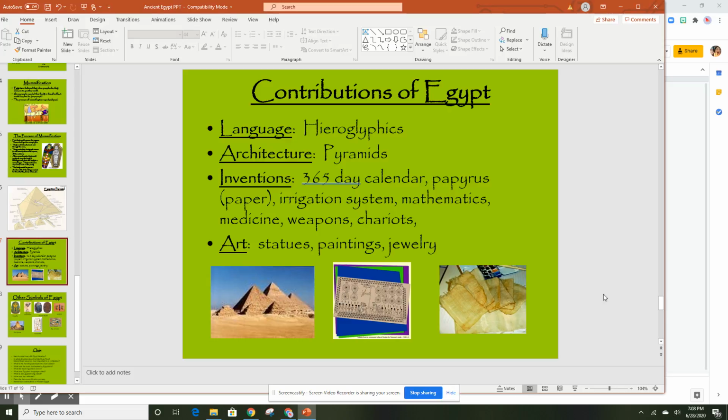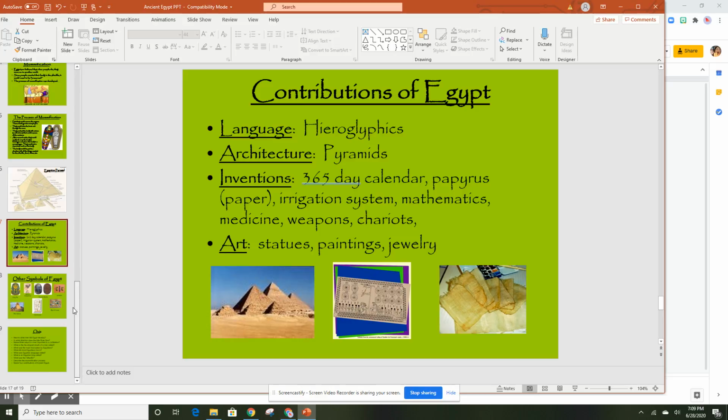And here's actually a picture down here in the bottom right of papyrus that's drying. They also invented an irrigation system to bring water to crops. They invented mathematics, different types of medicine, weapons, chariots. They had lots of different art. The Egyptians were very much into art, and they did a lot of things with statues and paintings and even jewelry. The women would have worn a lot of jewelry, and the men actually would wear a lot of jewelry.